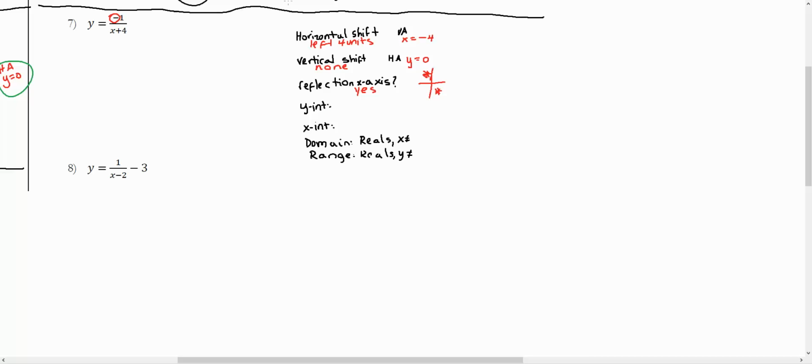And let's sketch now so that we can see the x and y intercepts. At x equals -4, I'm going to put my vertical asymptote, x equals -4. Y equals 0 happens to be the horizontal asymptote. And I'm going to sketch the curve. And we said that, yes, we have a reflection. It's going to exist in the bottom. Remember, it's going to approach the asymptotes, not the axes.